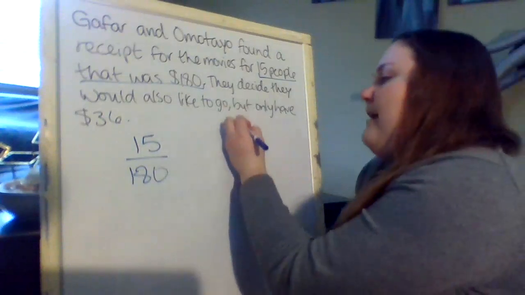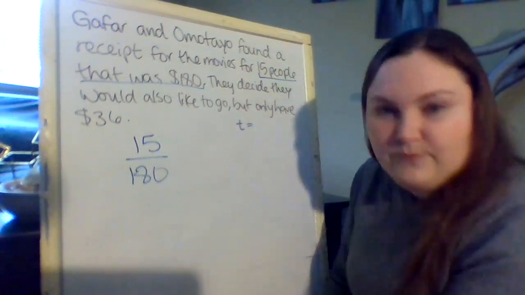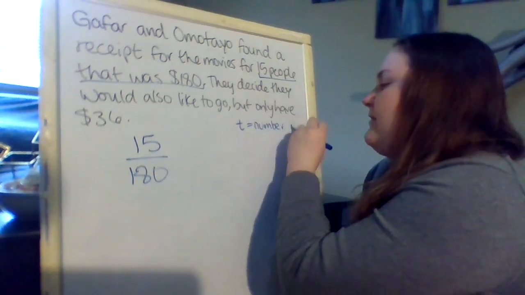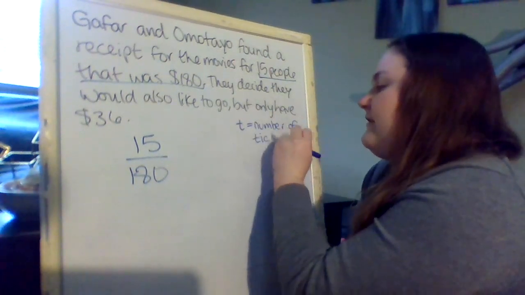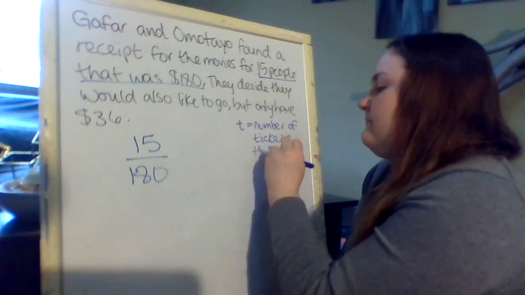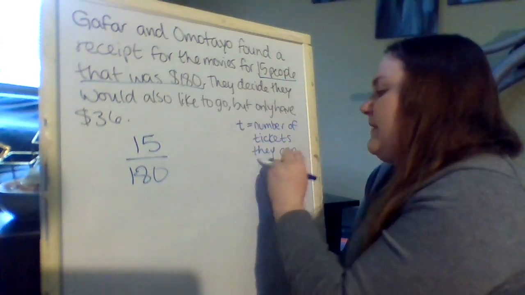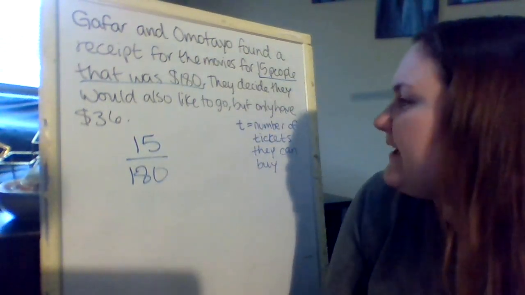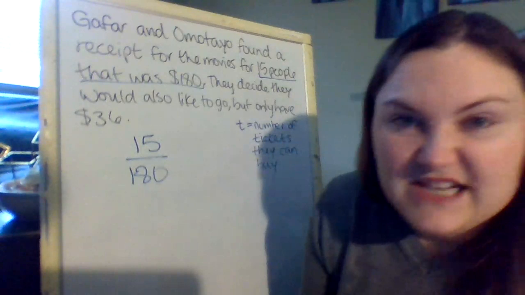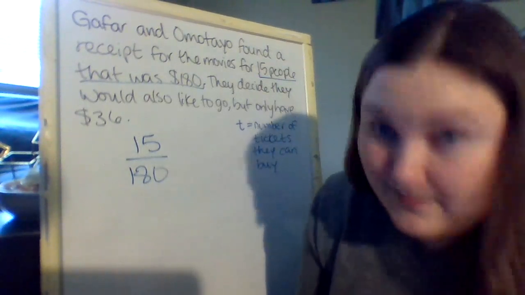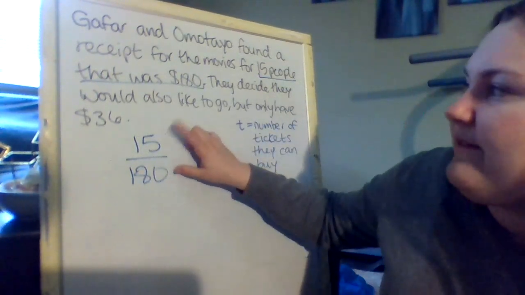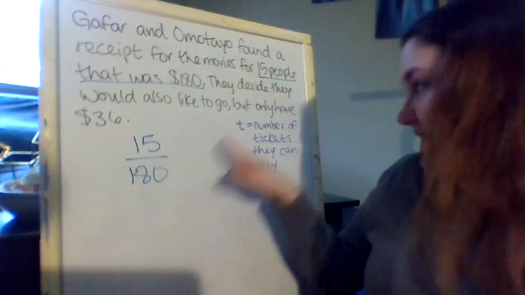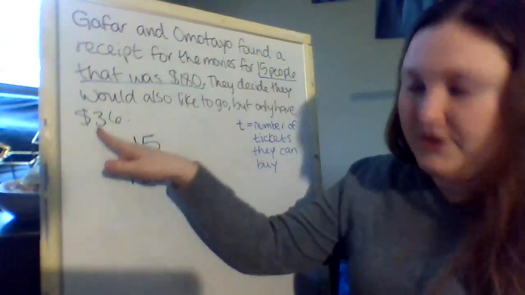I'm going to say T, which I'm just going to have represent the number of tickets they can buy. You could use P for people if you want. I'm using T for tickets, but it's the same idea. How many people can go, how many tickets they can buy. Now, right now we've got a ratio that says 15 people, $180. We are trying to find how many tickets for $36.